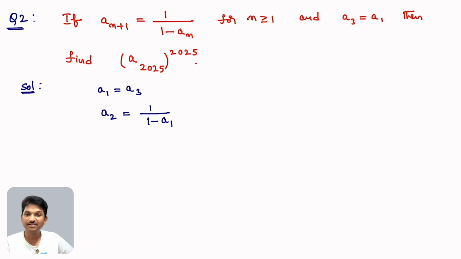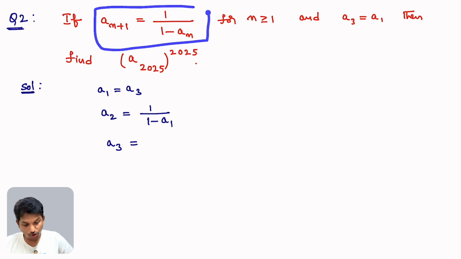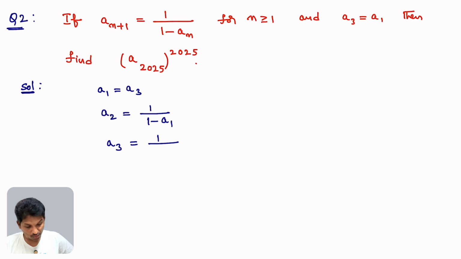Okay. Right. A3. A1 is already given equal to A3 in the question. Look at this. A3 is given as A1. Okay. You see here, what is A3? Put n equal to 2 in this. What will you get? If you put n equal to 2, 1 minus A2. Right? Okay.